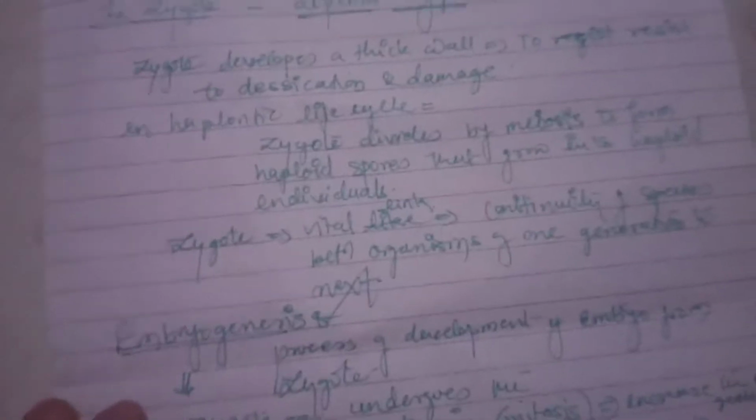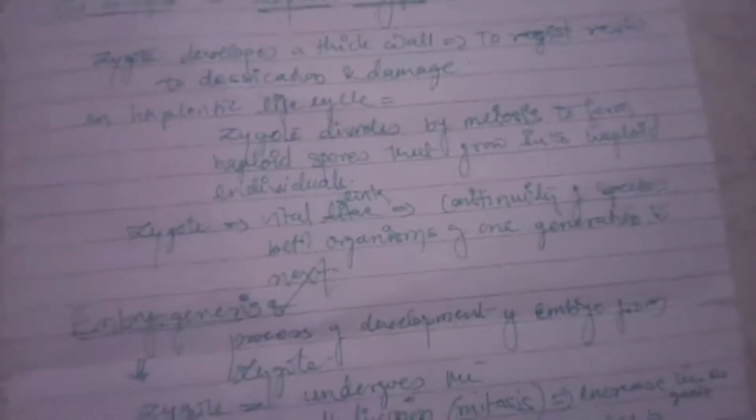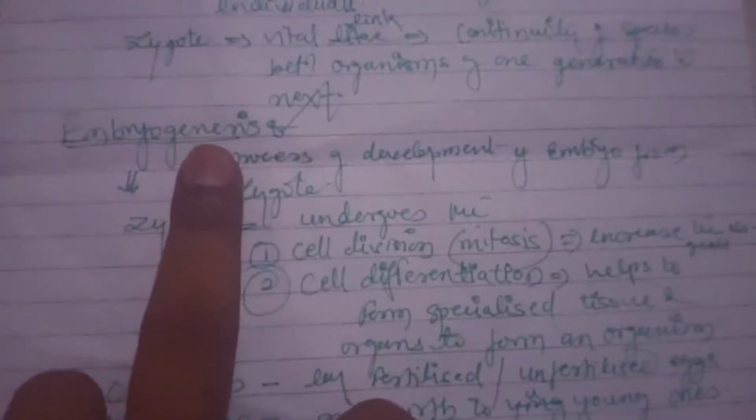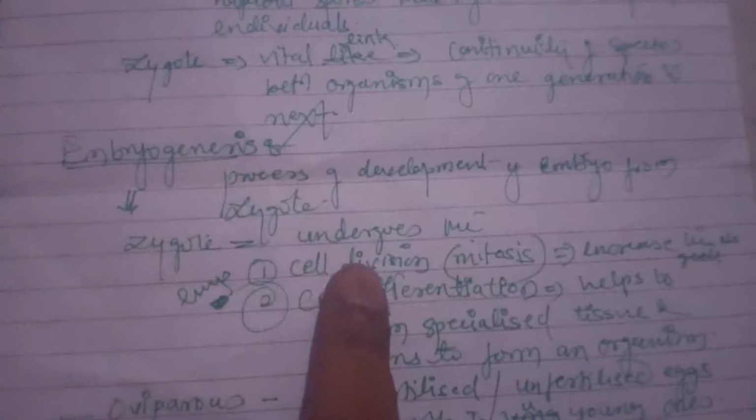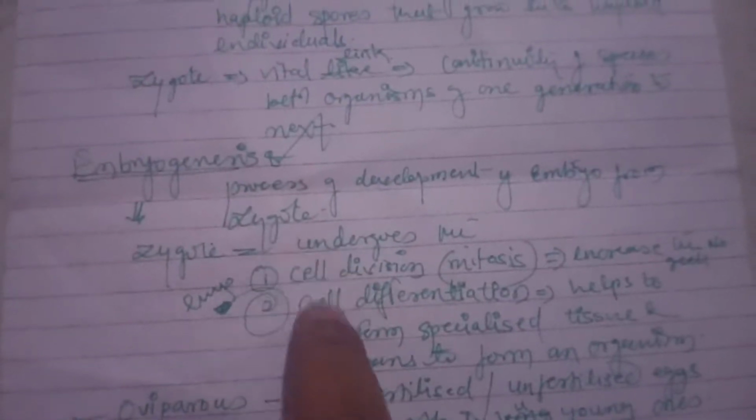First chapter, reproduction in organisms. What is that? Reproduction in organisms. Here is one question: what is embryogenesis? Mention the events of embryogenesis.